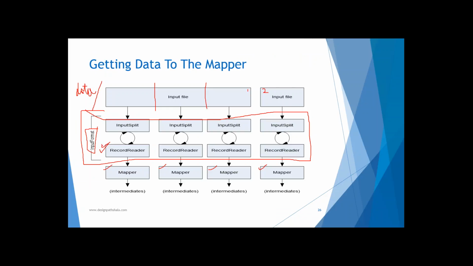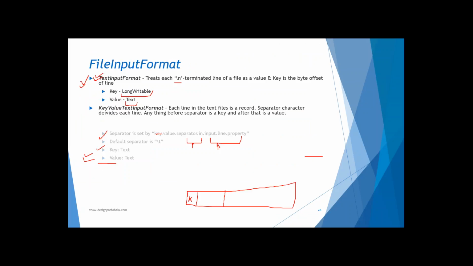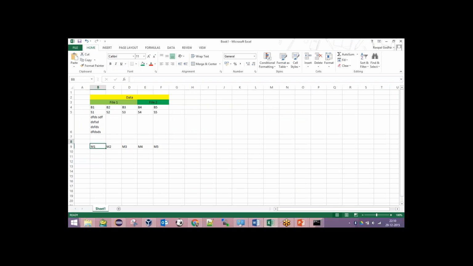So this is what we were looking at, and there are other implementation record readers like key value text input format. So let's say you want to read your data something like this, let's say tab or comma separated. In this example, what will be the key and value?